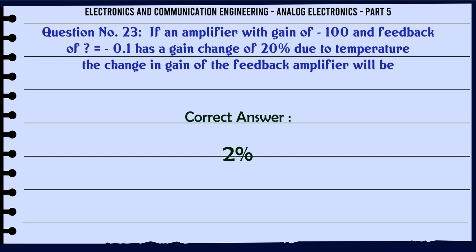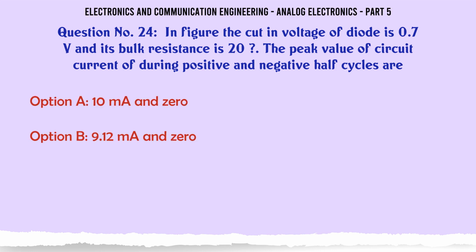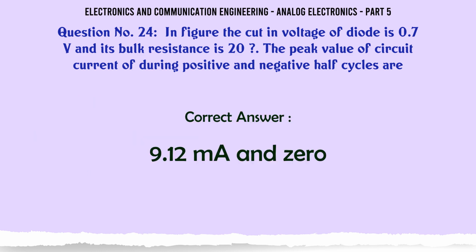The correct answer is 2. In the figure, the cut-in voltage of the diode is 0.7 V and its bulk resistance is 20 Ω. The peak value of circuit current during positive and negative half cycles are: A, 10 mA and 0; B, 9.12 mA and 0; C, 9.3 mA and 0; D, 0 and 9.12 mA. The correct answer is 9.12 mA and 0.